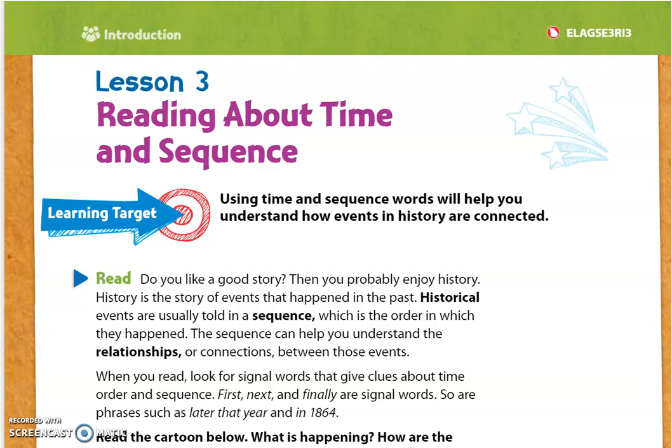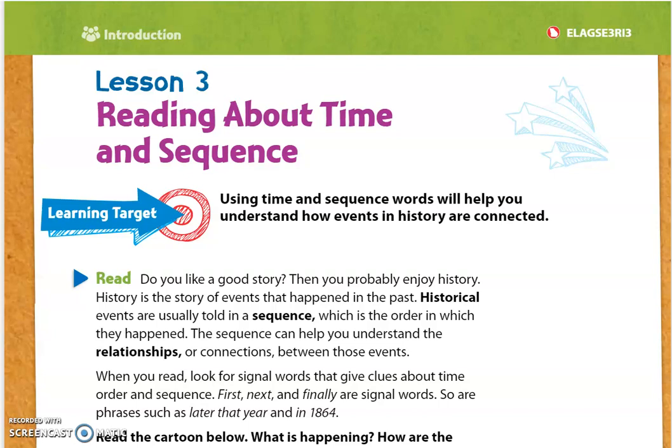When we look at our academic talk words, we will see that sequence, relationships, and historical are all words that are part of reading about time and sequence. When you read about history, knowing the order that things happened makes it easier to understand what you read and figure out how the events are related. Signal words will help you figure out those relationships. You may wish to circle the sequence words so that you can use them later.